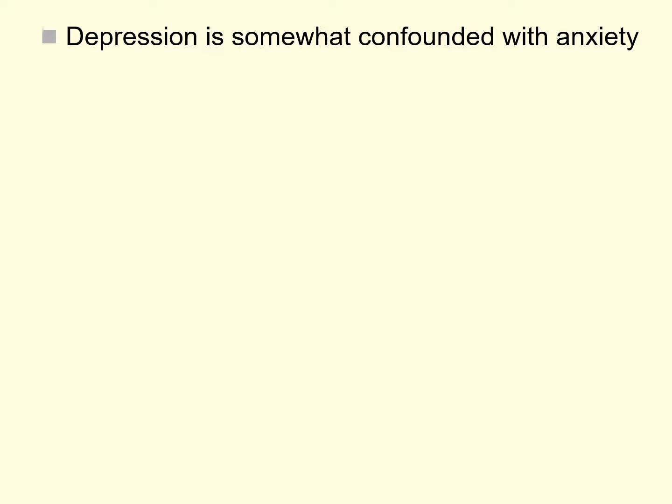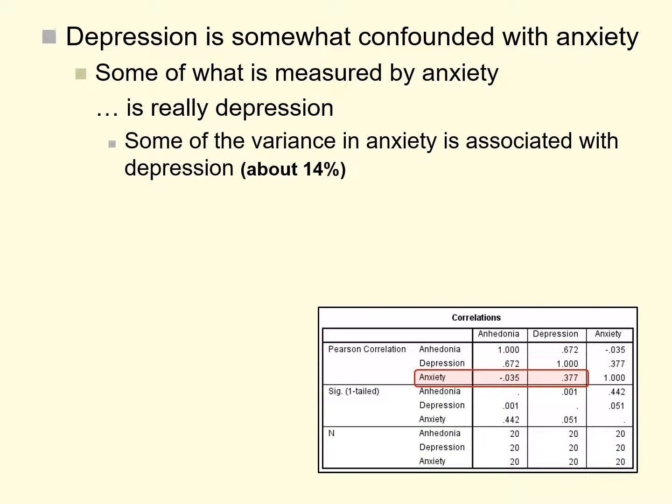Now, another way of saying this is that depression is somewhat confounded with anxiety. That means some of what is measured by anxiety, some of what those numbers on our anxiety scale mean, each participant's score on the anxiety scale that we're using, is really depression.